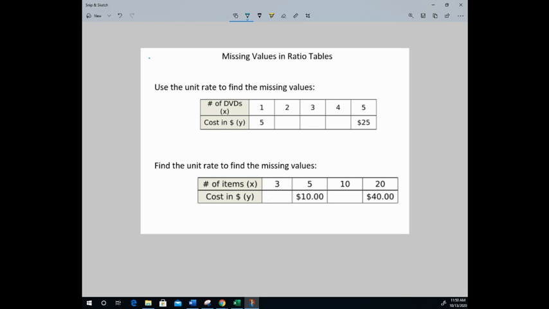All right, ladies and gentlemen, in this video, we're going to be able to fill in ratio tables by using a unit rate. So it says use the unit rate to find the missing values.